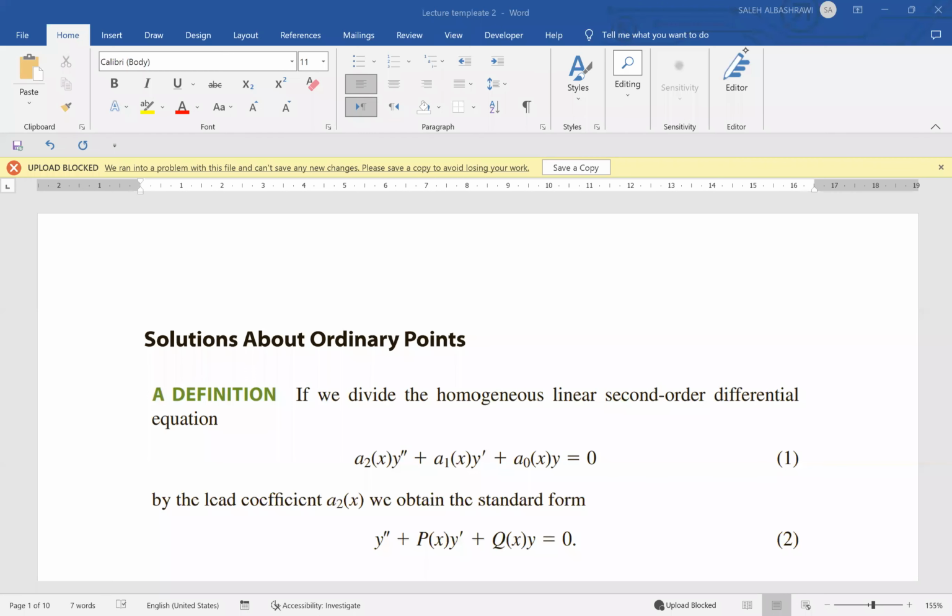بسم الله الرحمن الرحيم. In this lecture, we are going to speak about the solutions about ordinary points, where the solutions will be written in power series.